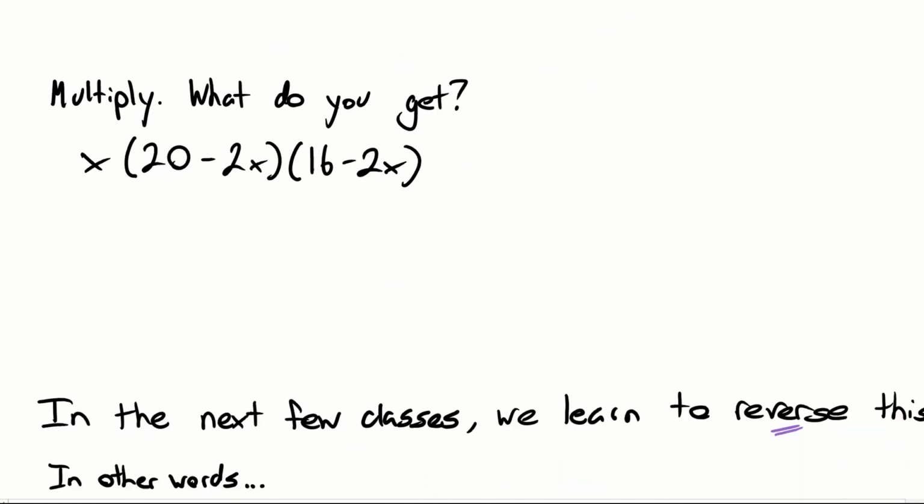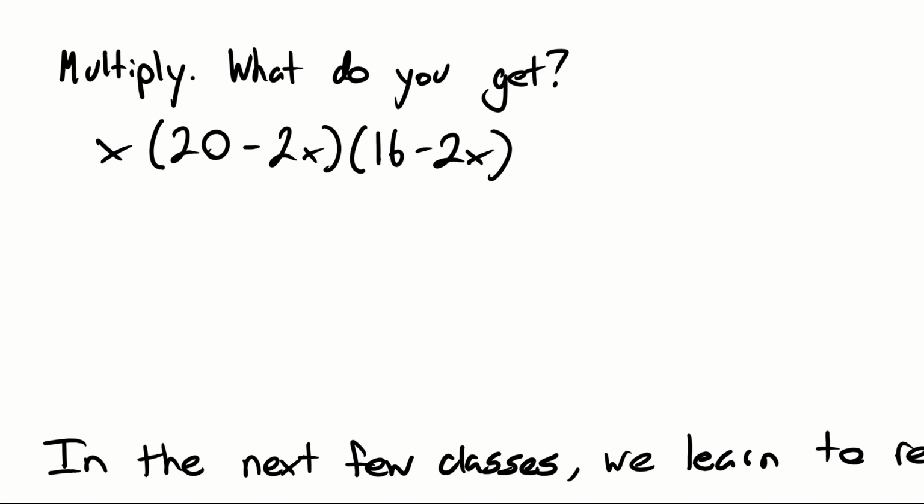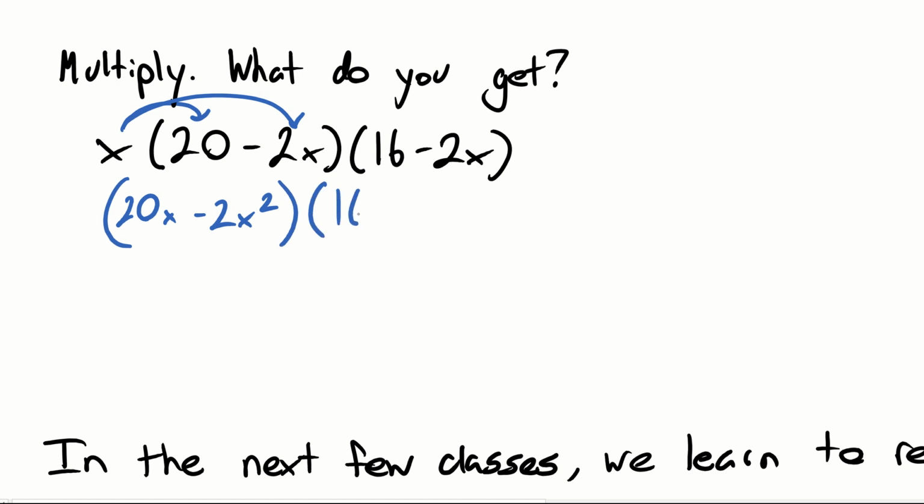So let's start here. Here we have an x times a 20 minus 2x times a 16 minus 2x. In other words, a monomial x times two binomials, 20 minus 2x and 16 minus 2x. And we're going to multiply these. So if I wanted to multiply three polynomials, what would I get? Well, let's start with this little x. Let's distribute it here. So x times 20 is 20x. X times negative 2x, well, that's negative 2x squared. Okay, but then we still have this 16 minus 2x to contend with. So we have to, once again, distribute.